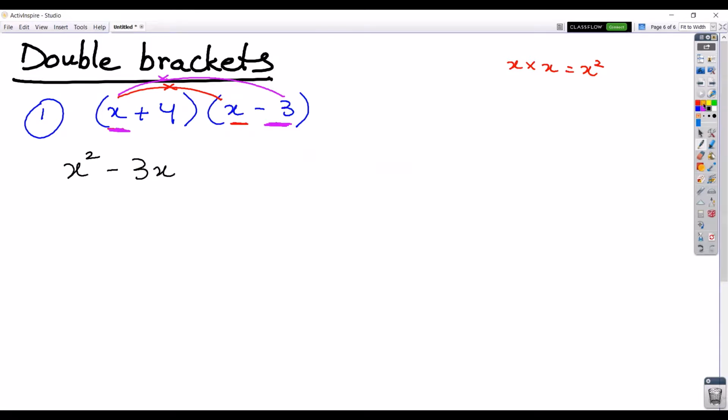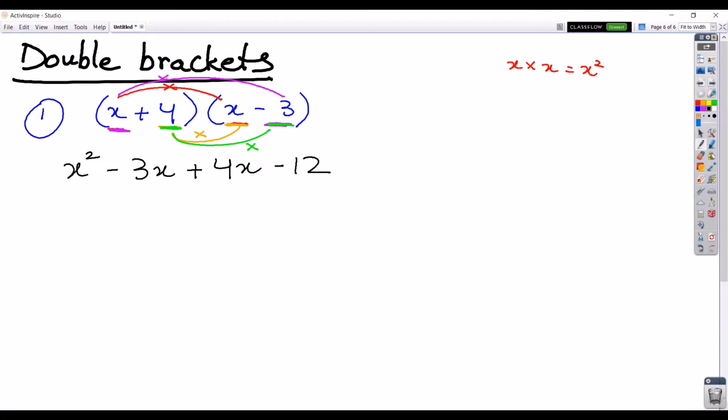Now, we'll be doing the next one, which is the second term of the first bracket with the first term of the second bracket. You multiply them together, which is 4 times x, that would be 4x. To get to the last term, we're going to do the second term of the first bracket times the second term of the second bracket. You can see this with the arrows as well. When you multiply them together, you get plus 4 times minus 3. Plus 4 times minus 3 makes minus 12.